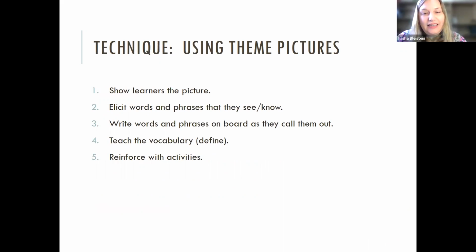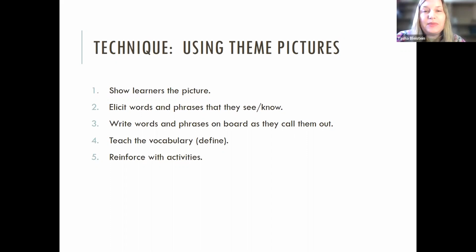Another technique that we can use with vocabulary is theme pictures. So you show the learner a picture. This could be something if you have a computer screen, or you could print something off, and it should have a lot of vocabulary potential and conversation potential in it.